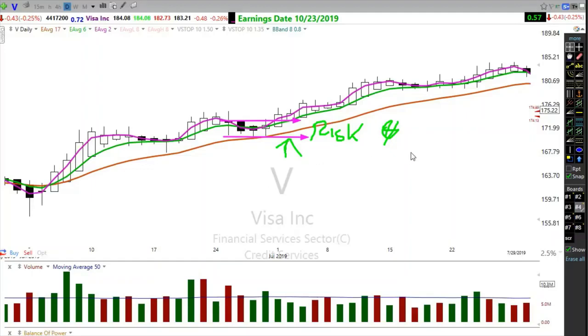You also need to know what your tolerance to risk is. If you don't know how much you're willing to risk on a trade, I get this all the time: well, should I just do 5%? No, because if you do 5% on a stock that's $171 versus 5% on a stock that's $7, big difference in the risk. Huge, massive.